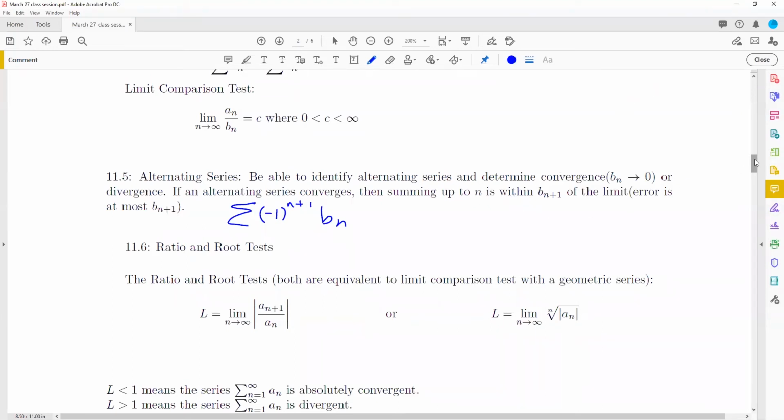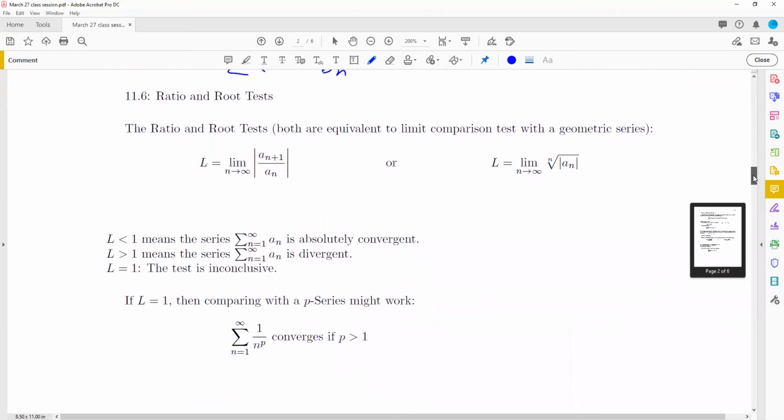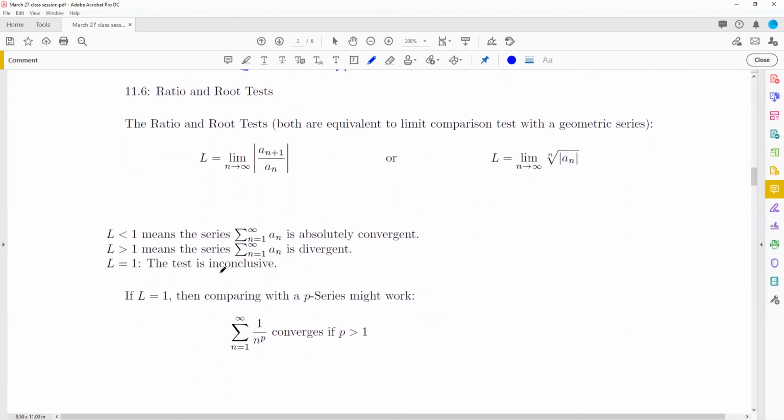Then we have the ratio and the root test, and they both go off this, and then this determines the result. Now, when you get the inconclusive one, or L equals 1, then comparing with the p-series might work. So that's something to look for there.